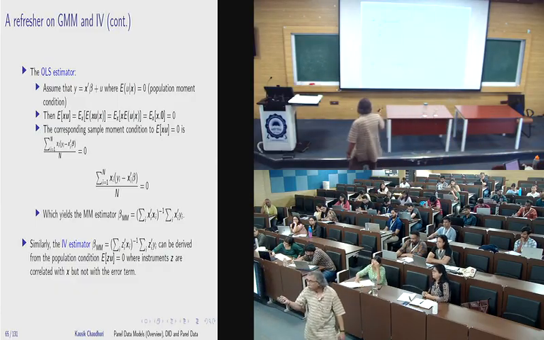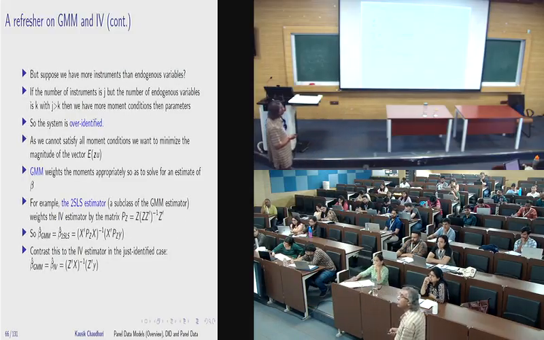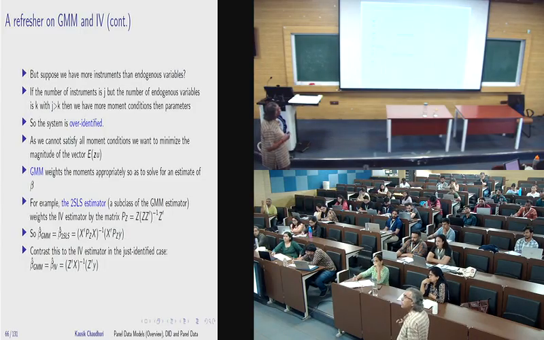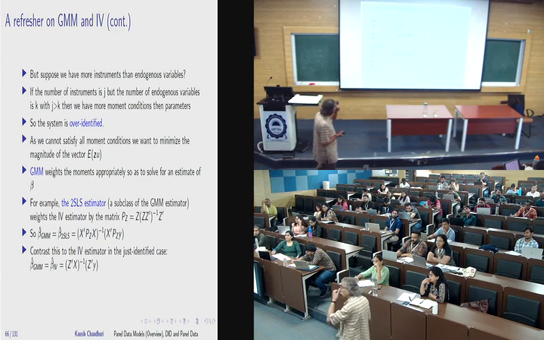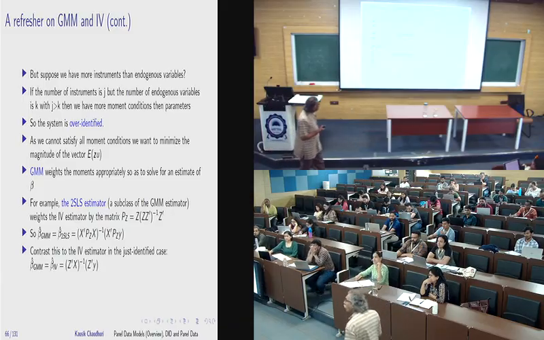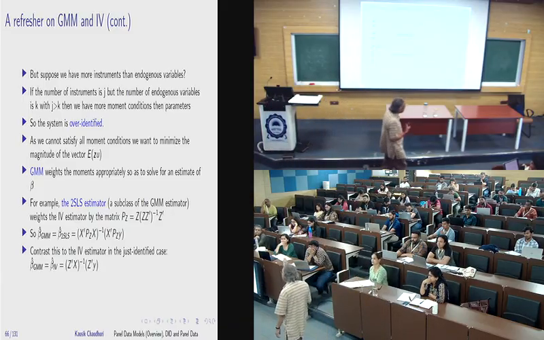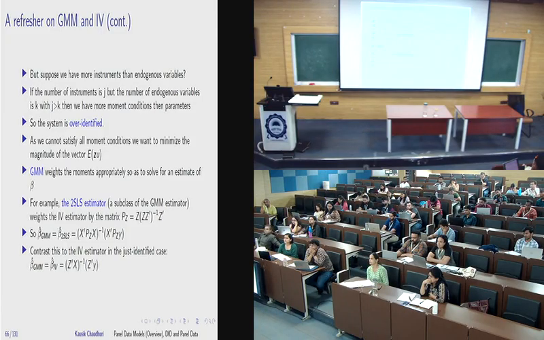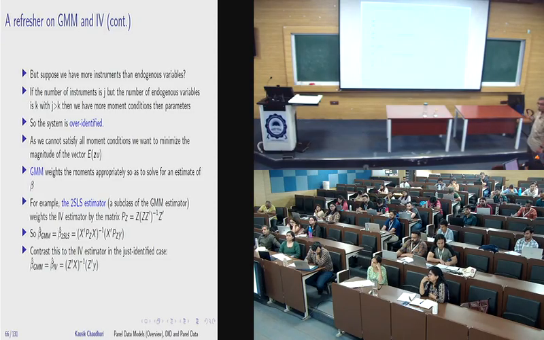Okay. Given this, I then want to continue. Note, suppose we have more instruments than endogenous variables, then I can think of the system as over-identified. So we may not be able to satisfy all moment conditions. We want to minimize the magnitude of the vector of the expected value of Z and U, which is the covariance of Z and U. So GMM weights the moments appropriately, and I solve the problem for an optimal beta. The 2SLS estimator is a subclass of the GMM estimator.